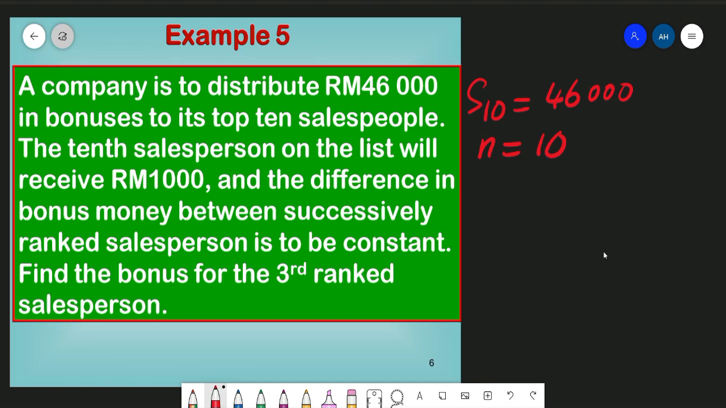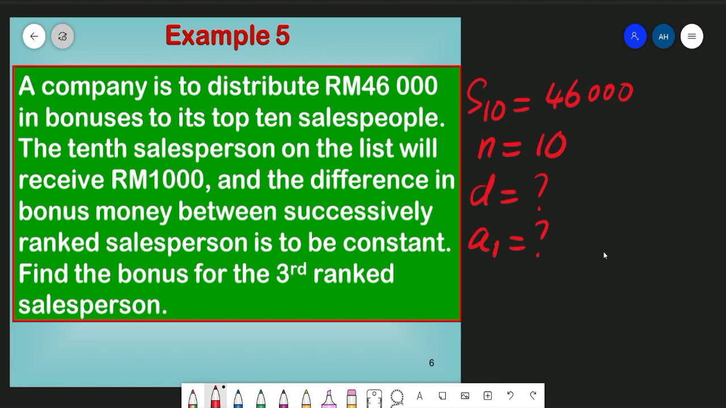And how about d? We don't know d yet. The difference in bonus money between successively ranked salespersons is not known yet, but we know that it is a constant. The value we need to find out later. How about the value for a1, the first salesperson, how much he gets in terms of bonus? Also we don't know yet. We are going to calculate shortly.